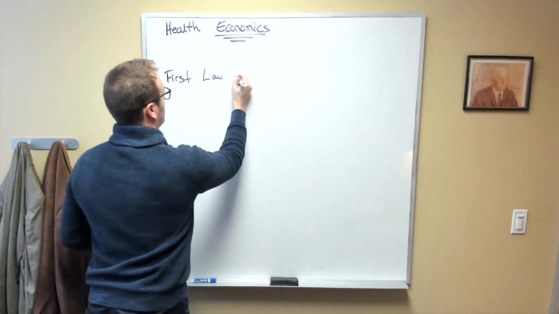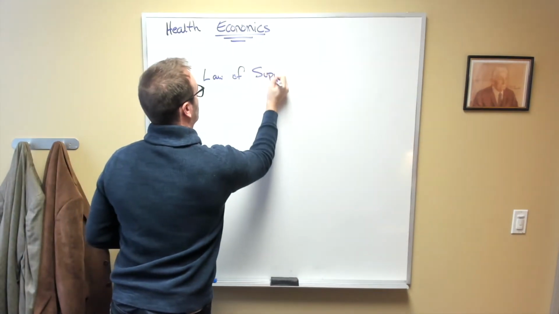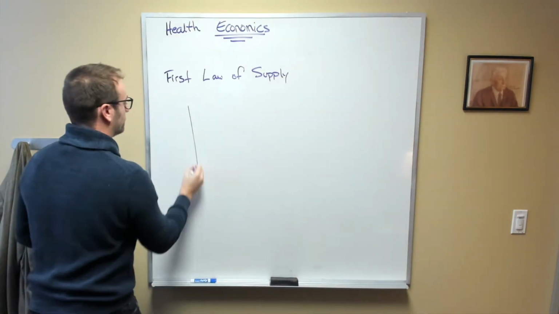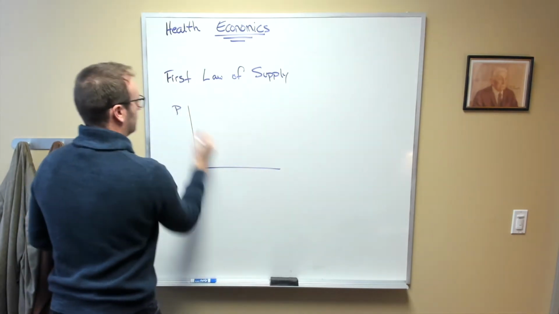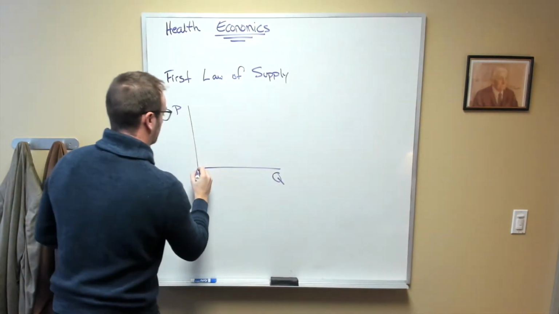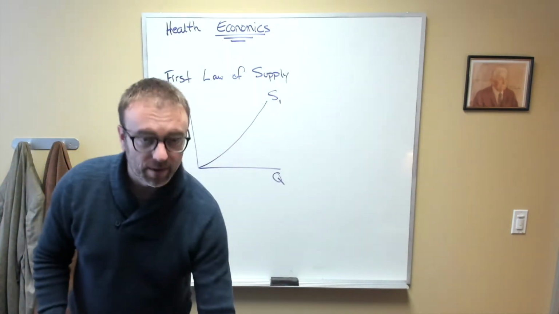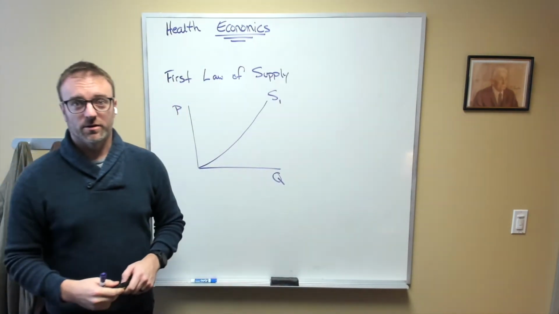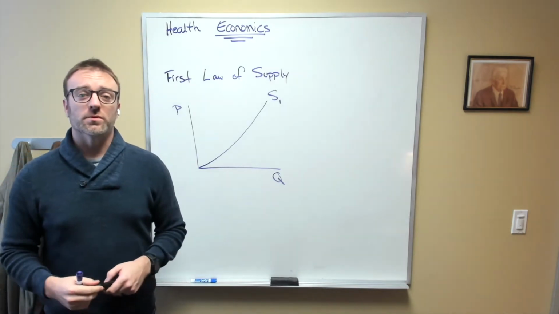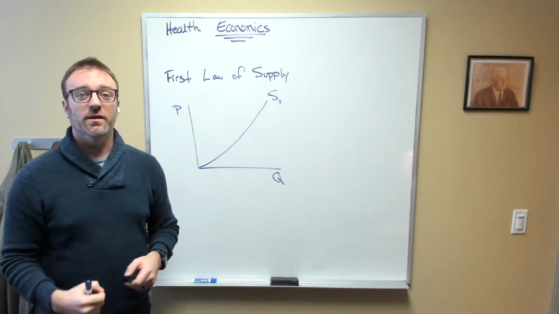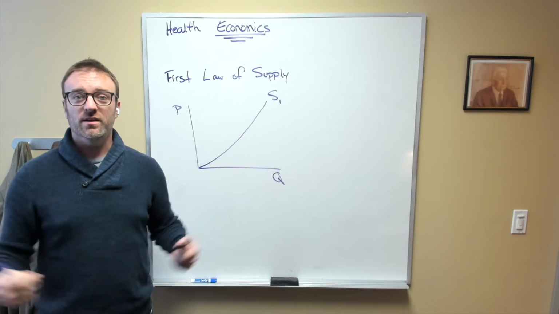And generally speaking, what it means is that the supply curve is upward sloping. Again, we have the same axis that we had before. Basically, it states that the supply curve slopes up. And we can remember this really easily because the word supply literally has the word up in it.